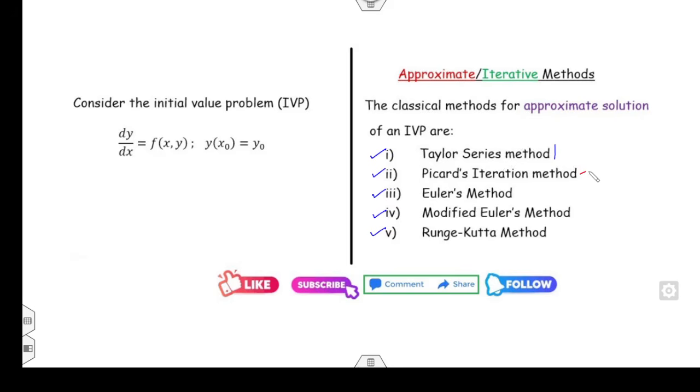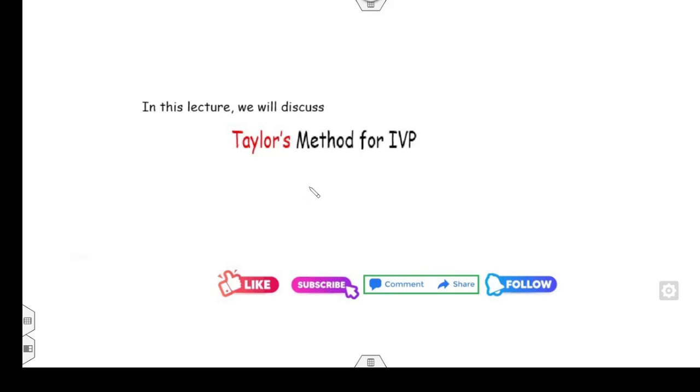Make sure, students, once we start Picard's method, we will discuss in depth the Lipschitz condition, the existence and uniqueness theorem, and many more lectures in this playlist. We will cover 50 plus numerical examples so that you can crack any examination in a very simple manner. The first method we will discuss is Taylor's method.